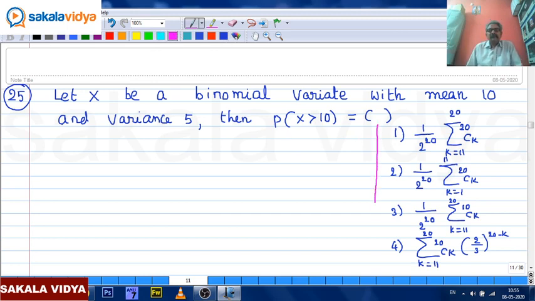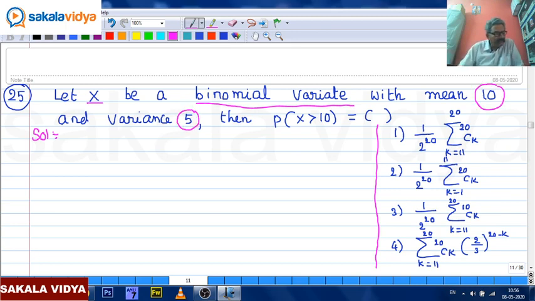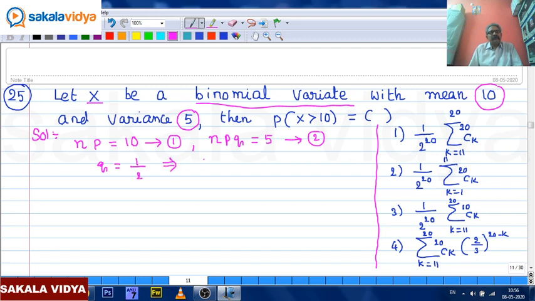So, now the solution. Let x be a binomial variate with mean 10, variance 5. First we need to find out NP. Mean is equal to NP equal to 10, say equation 1. Here variance NPQ is equal to 5, this is equation 2. Dividing 2 by 1, NPQ by NP, you get Q is equal to 1 by 2. So that implies P will be 1 by 2.